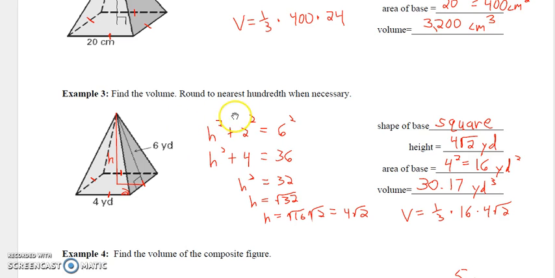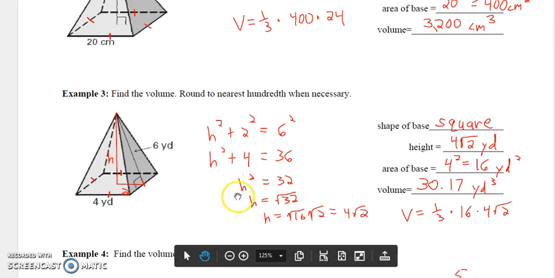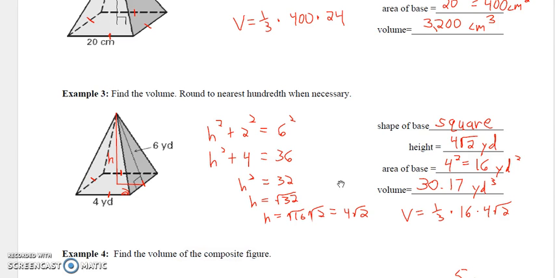So h squared plus 2 squared equals 6 squared. h squared plus 4 equals 36. Subtract 4 from both sides. h squared equals 32. How do I go from h squared to h? I square root. So h equals the square root of 32. Again, we throw away the negative answer because we're talking about length, so it has to be positive.